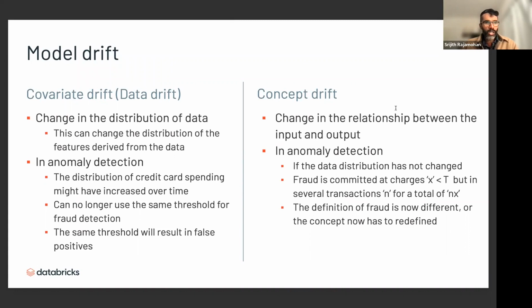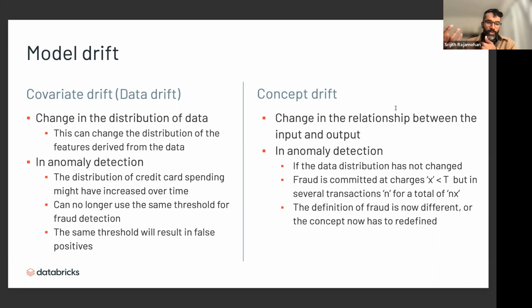So just to elaborate on model drift. As I mentioned, there are two types of model drift, roughly: one is data drift and the other is concept drift. In data drift, there's a change in the distribution of the data. If you are using derived features, the distribution of the features derived from that data can also change. We're going to look at the distribution of credit card spending, an anomaly detection use case, to understand data drift.